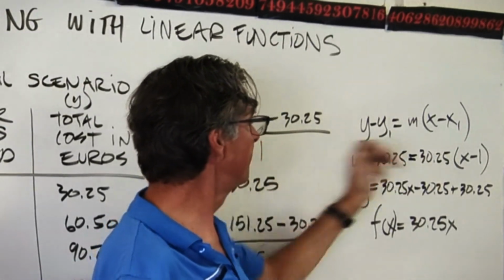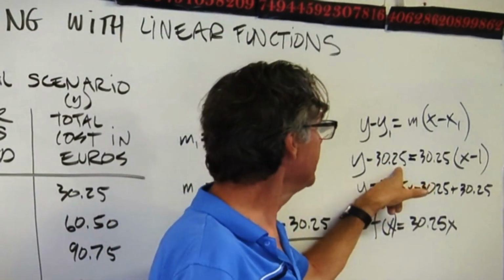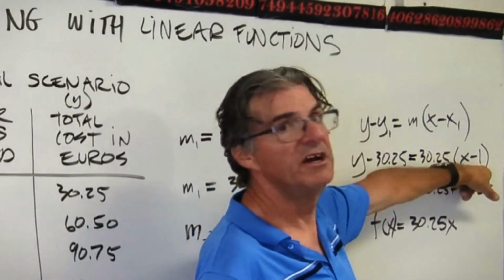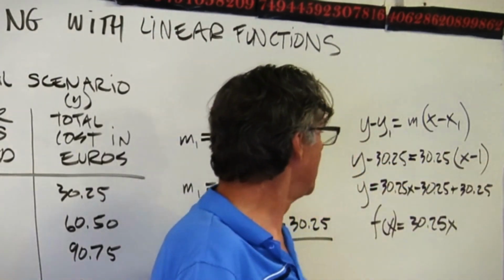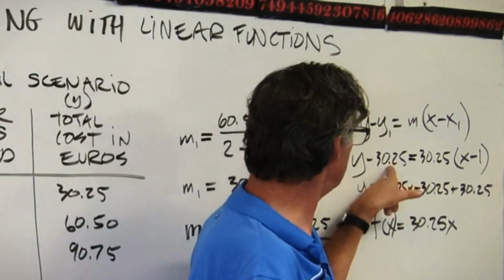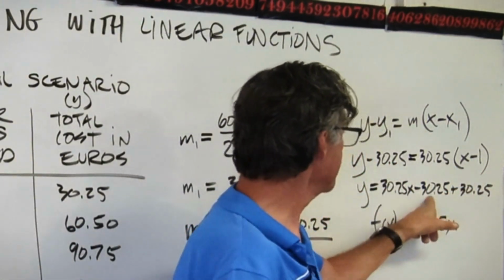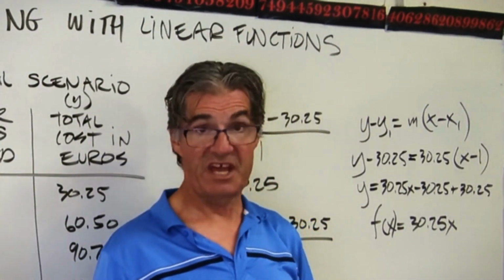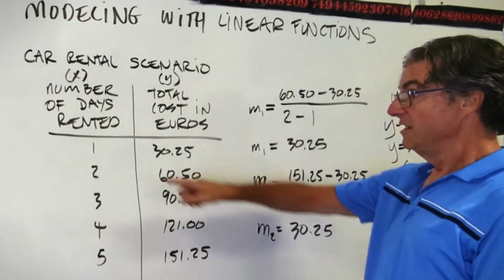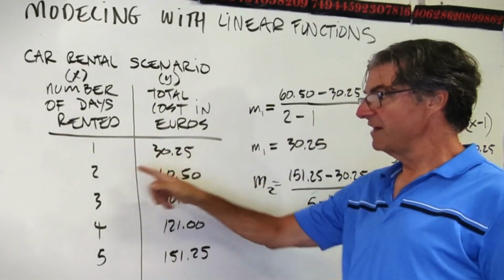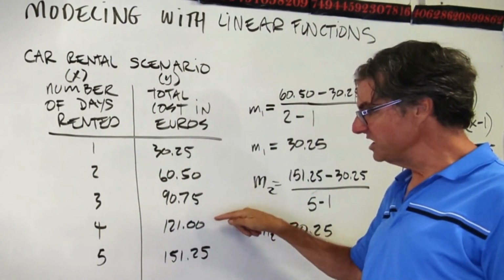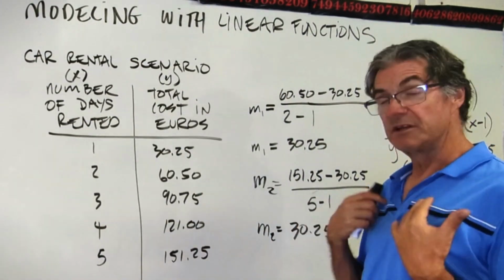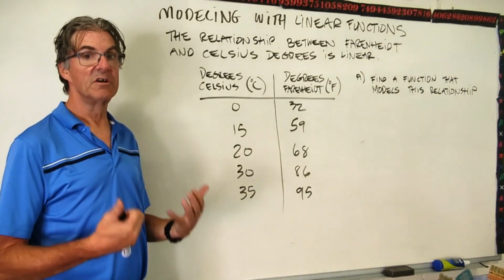Y minus y1 for my table is y minus 30.25 equals m, the gradient, which is also 30.25, times x minus x1, which is just 1 for 1 day's rental. I do my distributive property, move my 30.25 over, these two 30.25s cancel, and I get f of x equals 30.25x. Now this makes sense because in our example, you can see that 1 day is 30.25, 2 days, you just add 30.25 each time. It's a pretty simple function. There's no fee that gets added on regardless. It's just that simple.